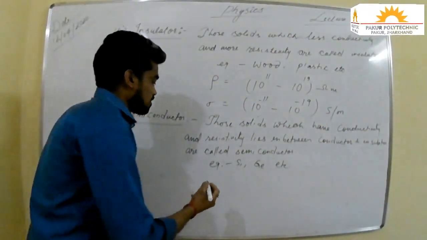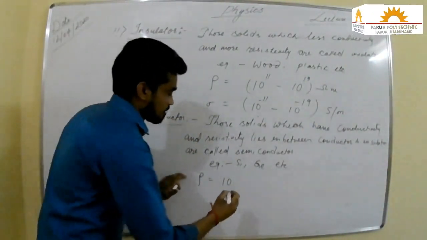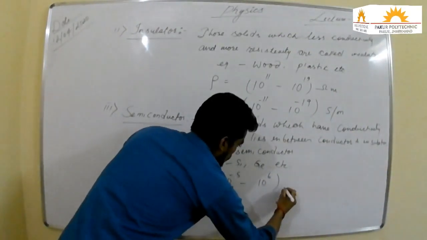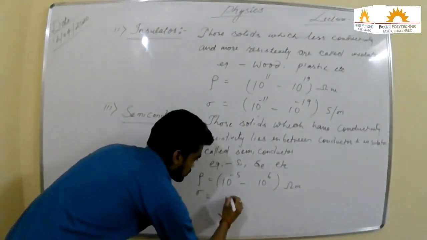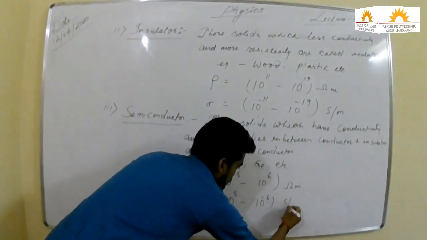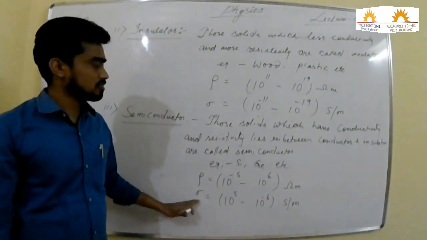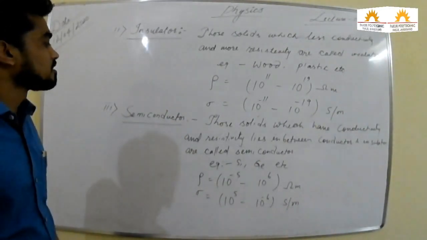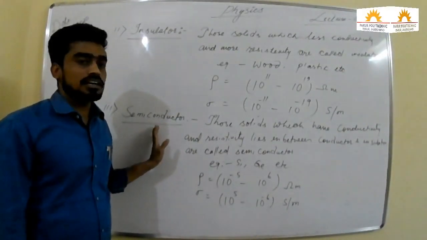Let's look at the range of their resistivity: 10 to the power minus 5 to 10 to the power 6 ohm meter, and conductivity lies between 10 to the power 5 to 10 to the power minus 6 Siemens per meter. So this is the range for semiconductor. Now after that we will go to the categories of semiconductor.